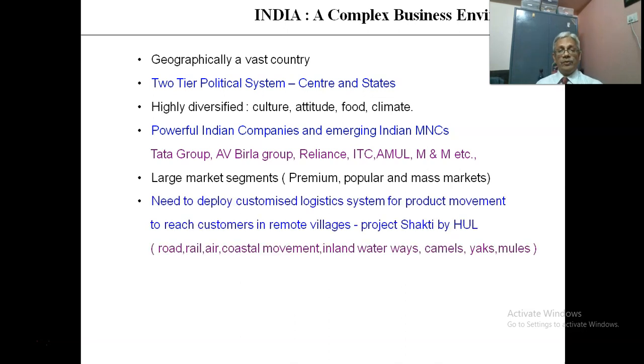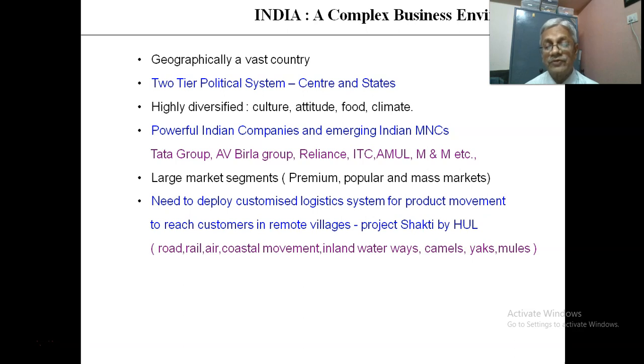And there is a need to deploy customized logistics solutions for product movement. This is another very important area. Many MNCs may even fail at that. India has a very large array of options available for logistics, starting from road, rail, air, coastal movement, inland waterways, camels, yachts, and mules, and all that. Suppose you are trying to use typical road movement in desert areas like Rajasthan, it may not work.